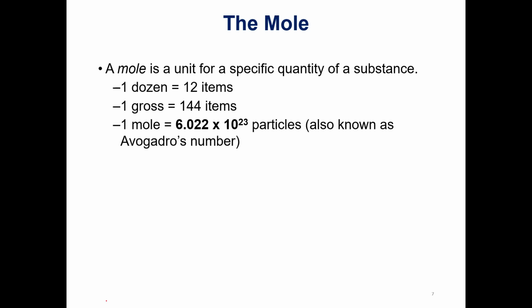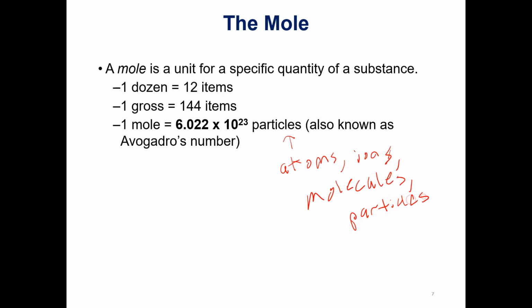Only instead of having only 12 items, or even only 144 items, for a mole you have 6.022 times 10 to the 23rd particles. Particles can refer to atoms, ions, molecules, or occasionally we would just generally use the term particles, but more often we're referring to atoms, ions, or molecules.